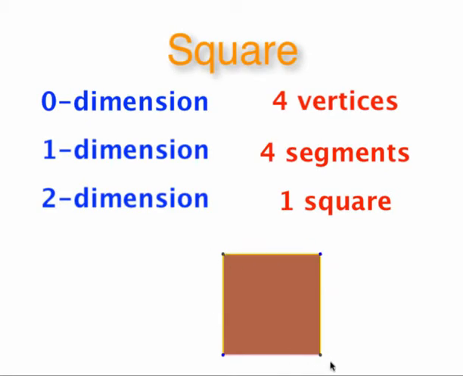Now, just going back, this two-dimensional object consists of four zero-dimensional objects, four vertices, connected by four one-dimensional objects, the four segments, to create this one two-dimensional object, what we know of as a square.